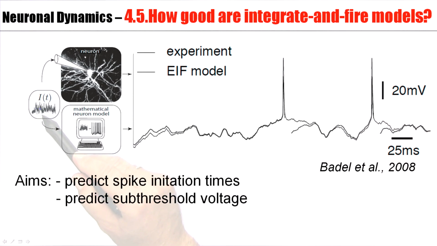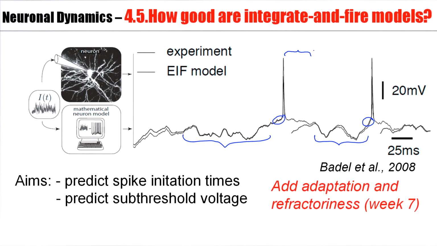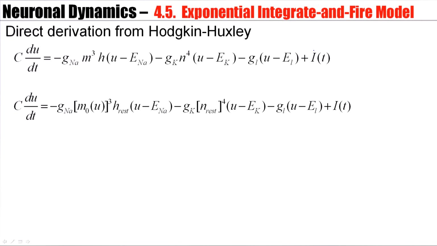The same current is injected into a real neuron and an exponential integrate-and-fire model. The real neuron emits a spike here, and so does the exponential integrate-and-fire model. Spike initiation is perfectly well predicted. Here again, spike initiation is well predicted. The subthreshold membrane potential is well predicted by the model. It's only during the phase after the spike, where we expect that additional processes come into play, that the exponential integrate-and-fire model is not as good. But if we add adaptation and refractoriness, as we will do in week 7, then this part can be covered as well. So we have reduced the two-dimensional model to arrive at the exponential integrate-and-fire model.